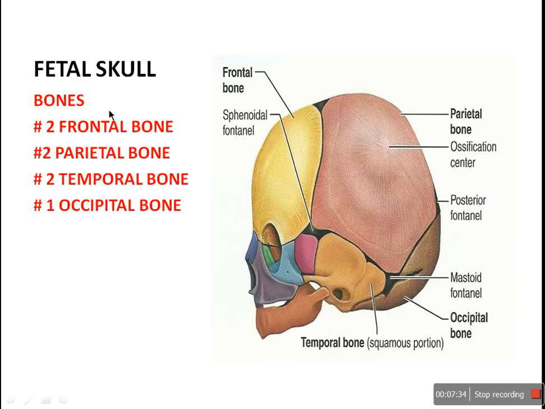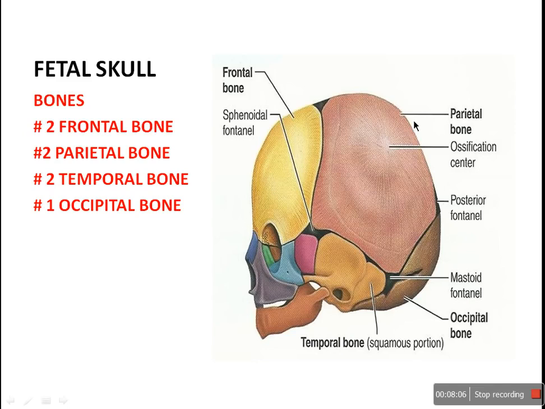Now we will discuss the fetal skull. In the fetal skull, you can see different bones. The first one is the frontal bone. Now you are seeing a lateral view, a side view, so you cannot see all the bones, but from the side we can explain. This is the frontal bone. On the other side of the skull, you can see the same. So here is one bone, and on the other side another bone. So you can see two frontal bones.